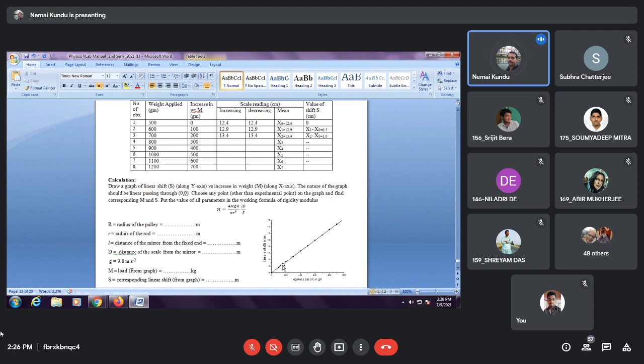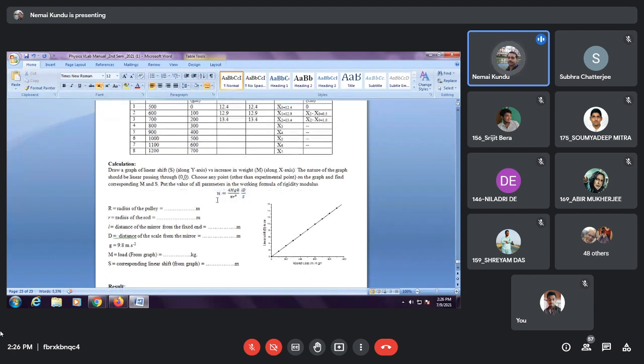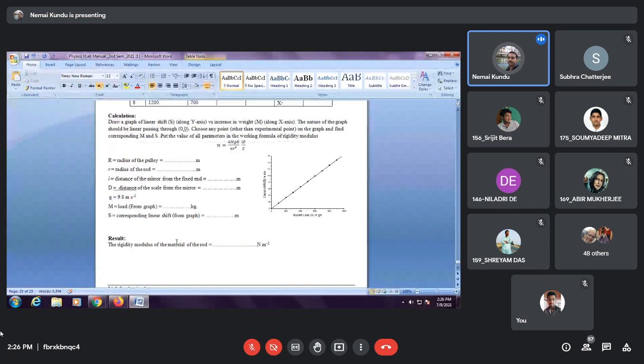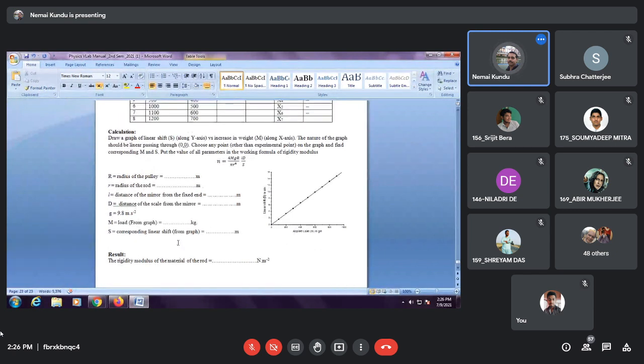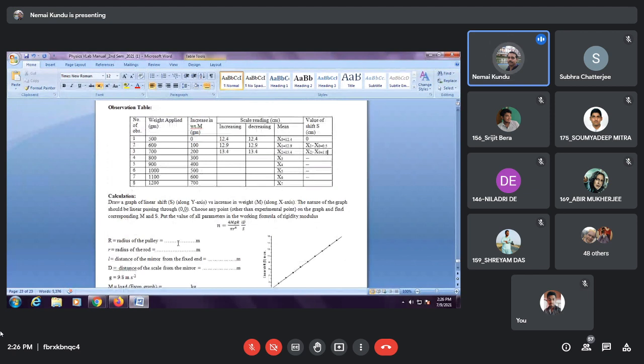As in the Young's modulus experiment, it is a straight line passing through the origin. Choose a point on this line other than the experimental points. Then put the coordinate values of S and M in the working formula. The other values, small g, capital L, and D, are the same. Then we calculate the value of n. So that is the method. It's a very easy experiment, so I think you understood well. But if it is not understood well, you can tell me if you have any doubt.